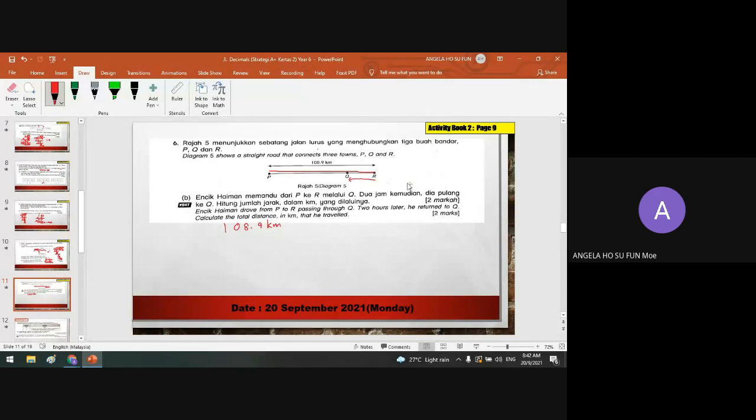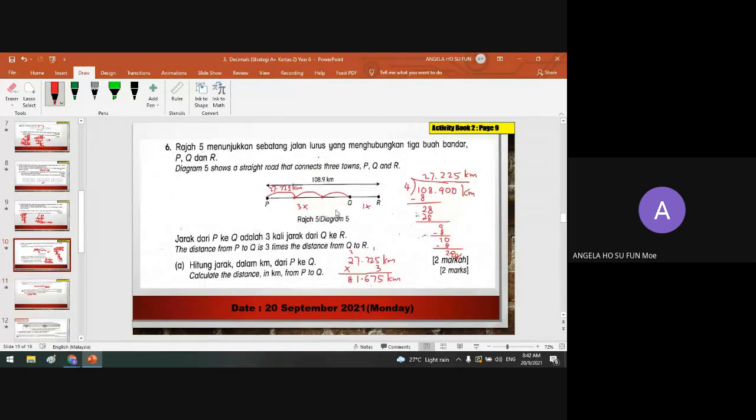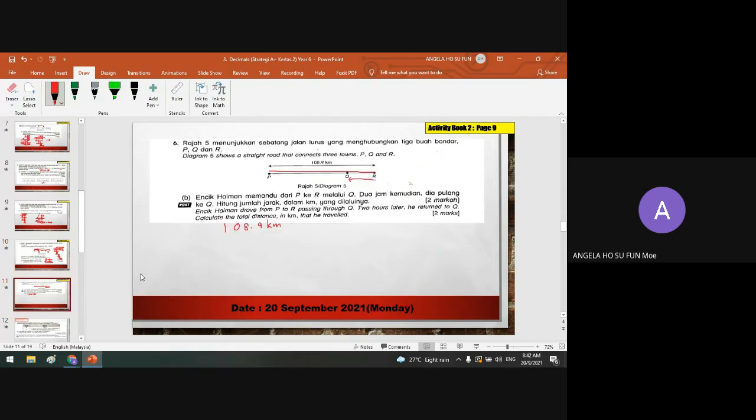Then after that, from R to Q back, okay, refer back here. From R to Q is one time. If you do one circle, same like here, from P to this distance, that is 27.225, right?